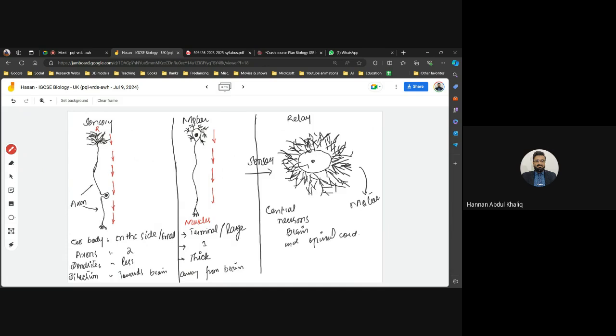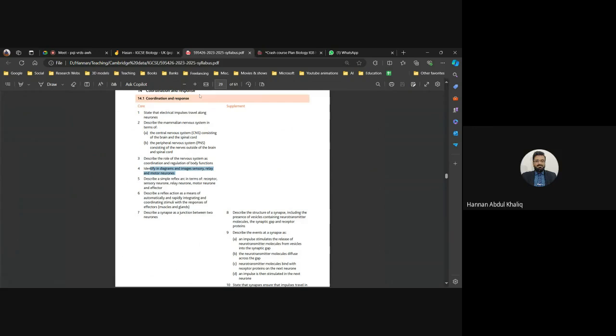So it would be always away from the receptor, and keep a very close look at the size of the cell body, because the size of the cell body would also decide the direction of impulse, whether it should be towards brain or away from the brain. If the cell body is on the side, it would always be towards the brain because it is a sensory neuron. And if the cell body is terminal and larger, it is always away from the brain because it is a motor neuron. So we can always decide by looking at the cell body. Got it? Yeah, got it. Okay.